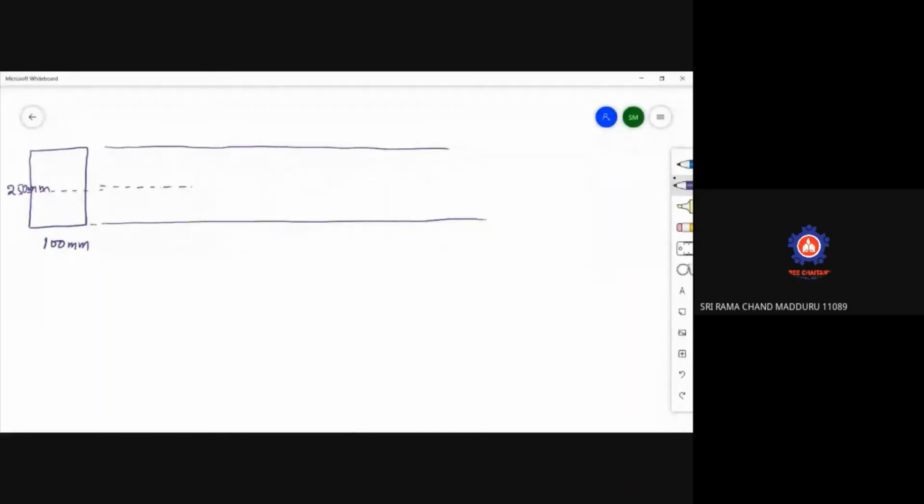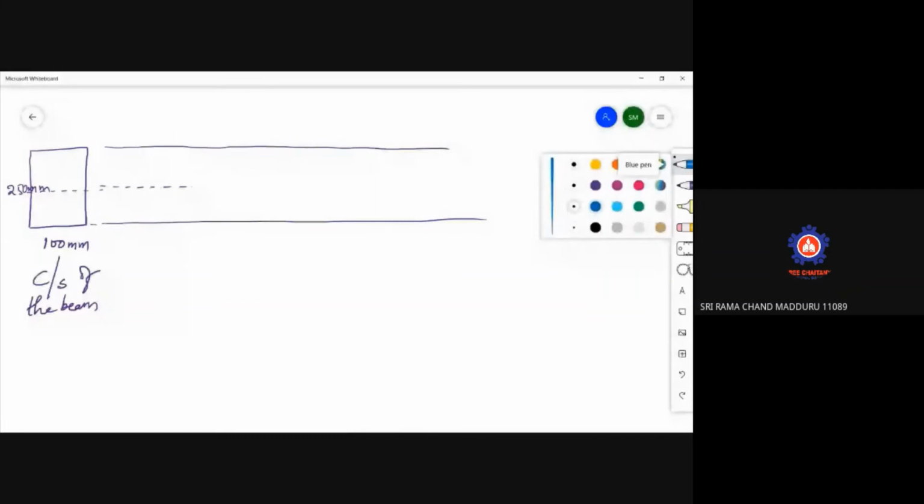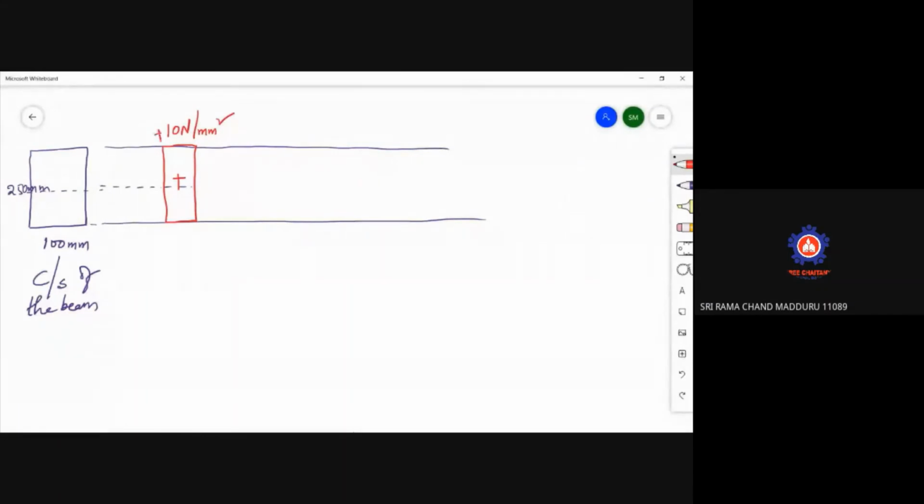Now the first one is here. This is the cross section of the beam. First, write down, change the color. So first one: this is the normal stress due to pre-stressing, and the value is, you already got it as plus 10 Newton per mm square, which is P by A, the normal stress due to pre-stressing.